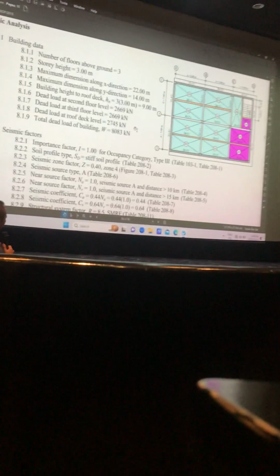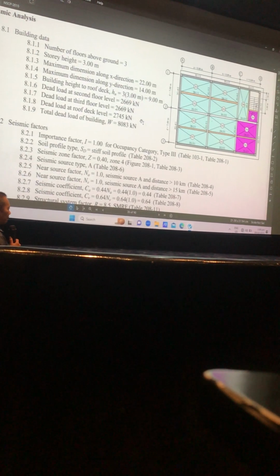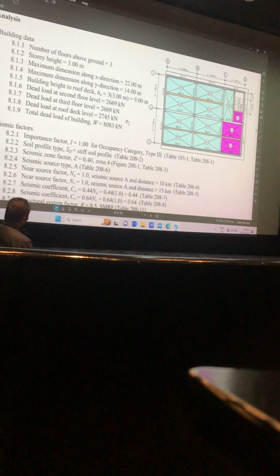Then building height to roof deck, so 3 floors times 3 meter height per floor for a height of 9 meters.